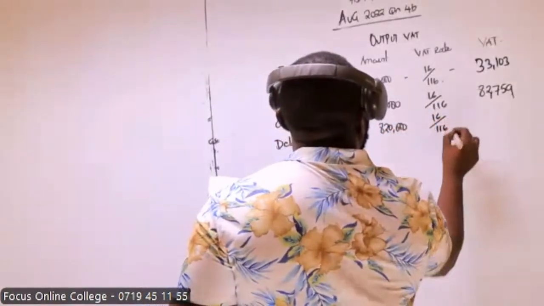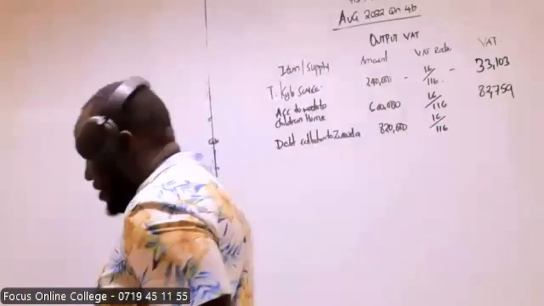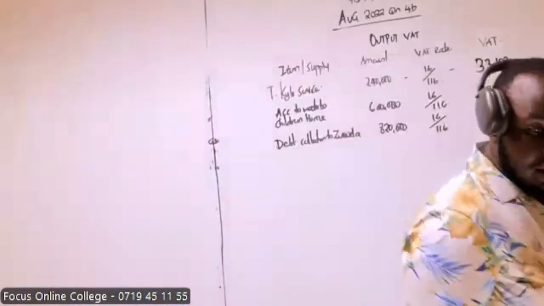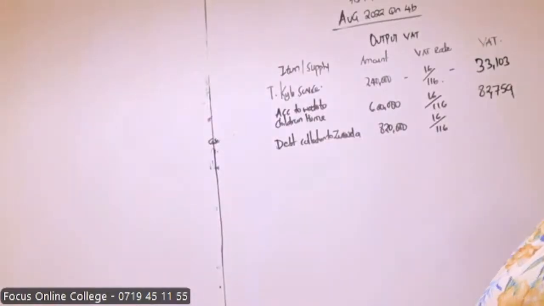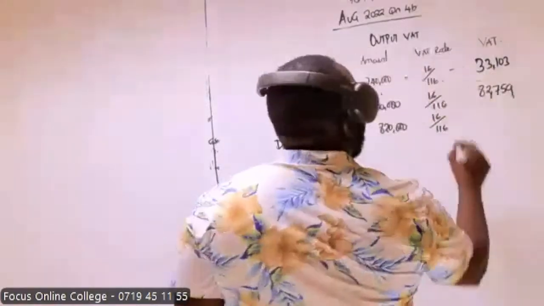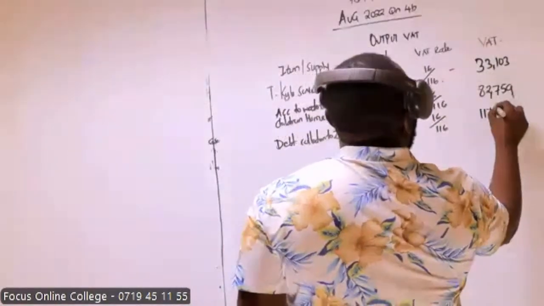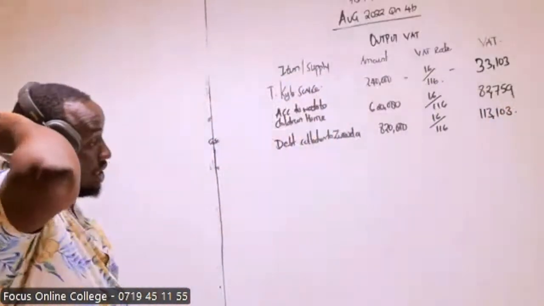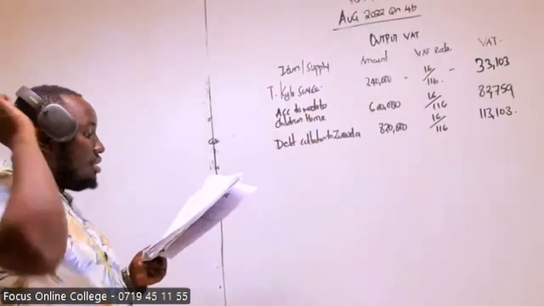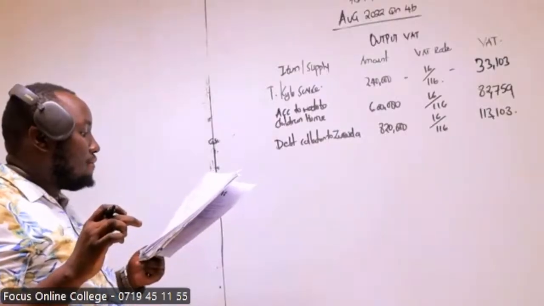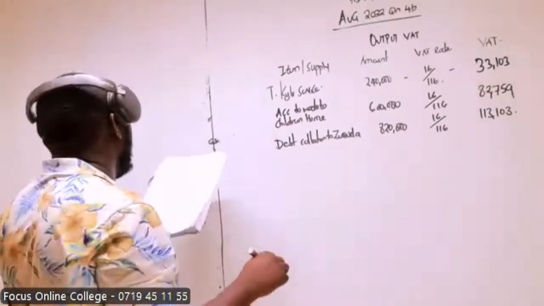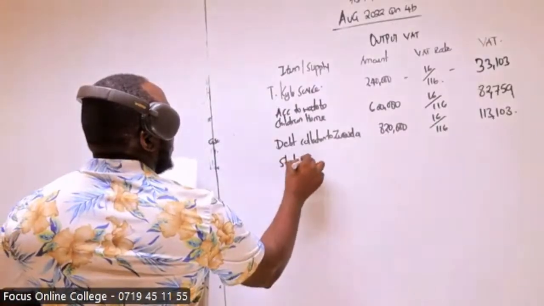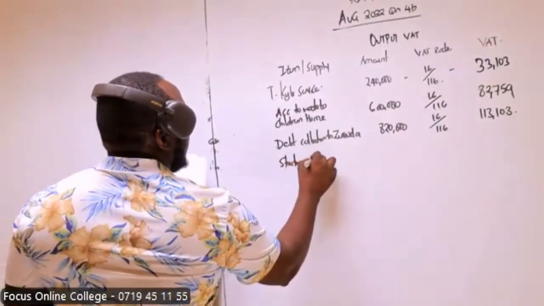16 over 116. So what are we having? So that should be 113,103. So we can move to strategic development.